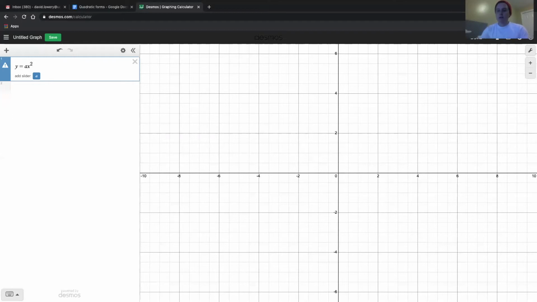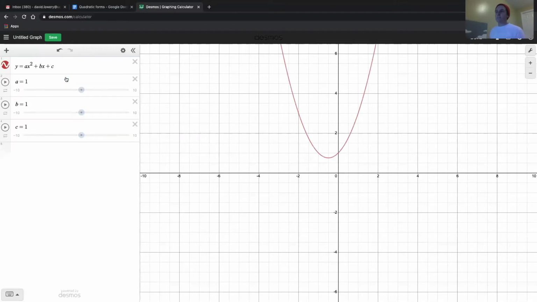Let's finish writing our equation here. I'm going to do plus bx and then plus c. Okay, I'm going to add a slider for all of these. And now you can see here's a parabola. So a is 1, b is 1, and c is 1. That's kind of interesting. We got our parabola here.